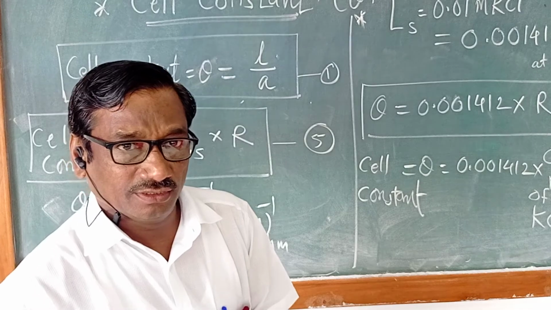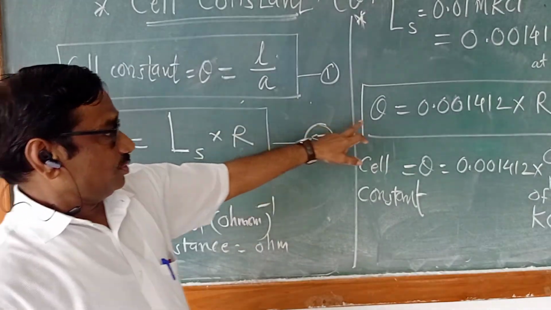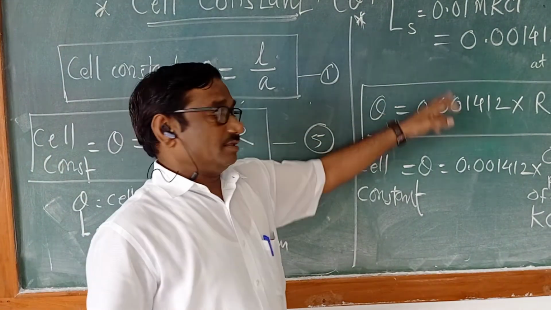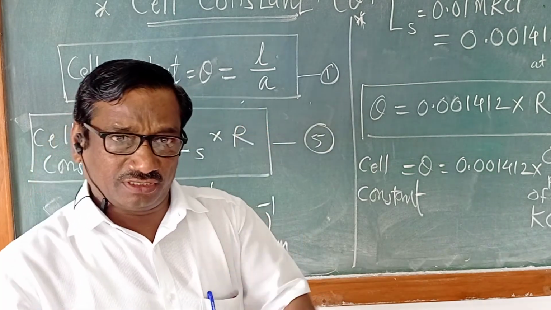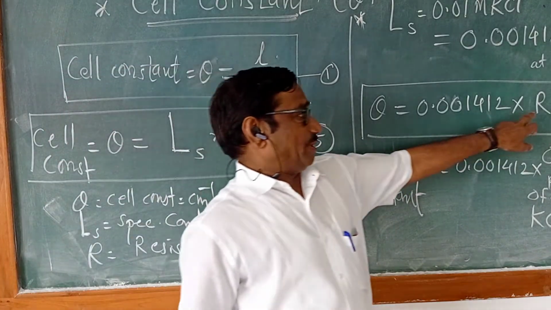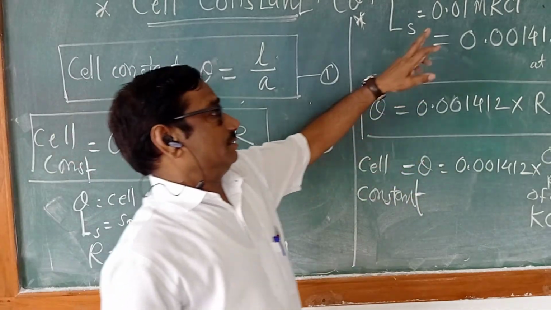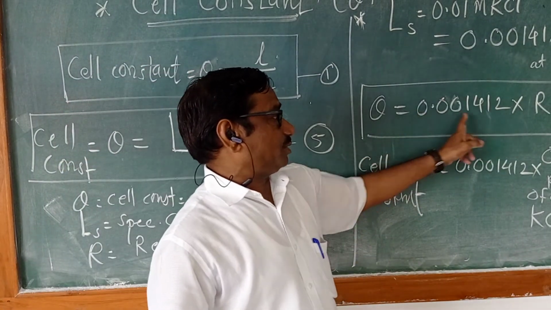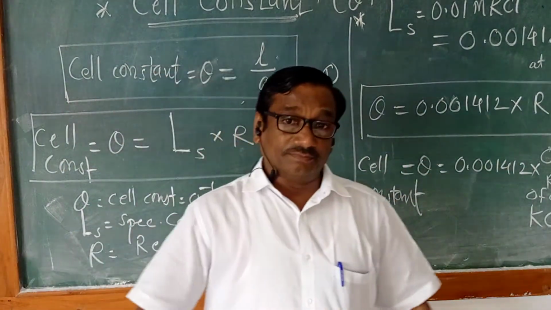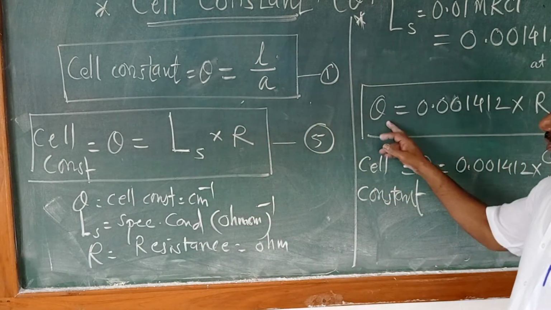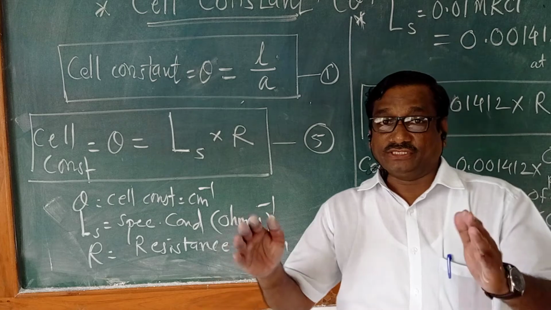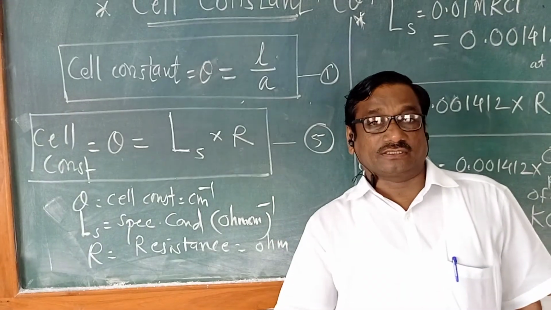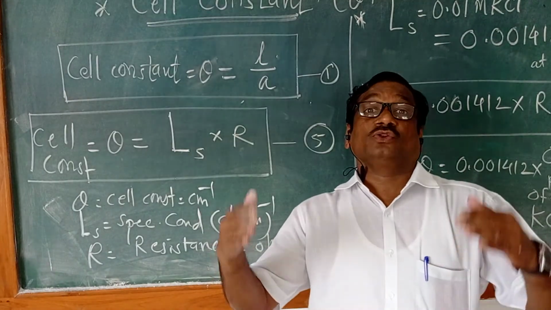Very simple equation, very simple logic. If you have a known solution of KCl, measure the resistance by using the conductivity meter and conductivity cell. You will directly get the resistance practically, and the specific conductance of that KCl solution is known. At 25 degrees it is 0.001412. So you will get theta. Once you know theta, the cell constant, you can measure the specific conductance and equivalent conductance for an unknown solution.